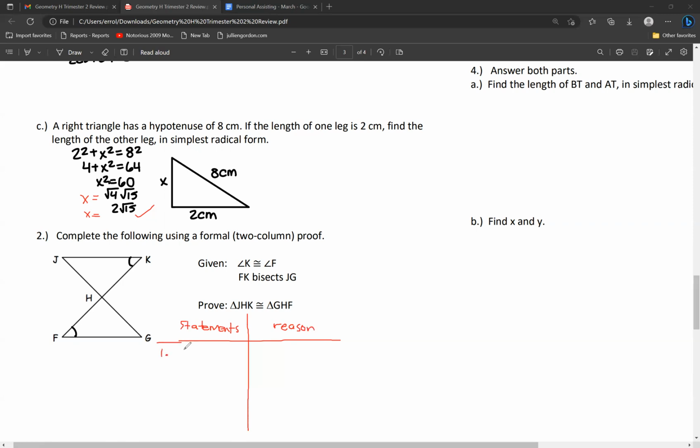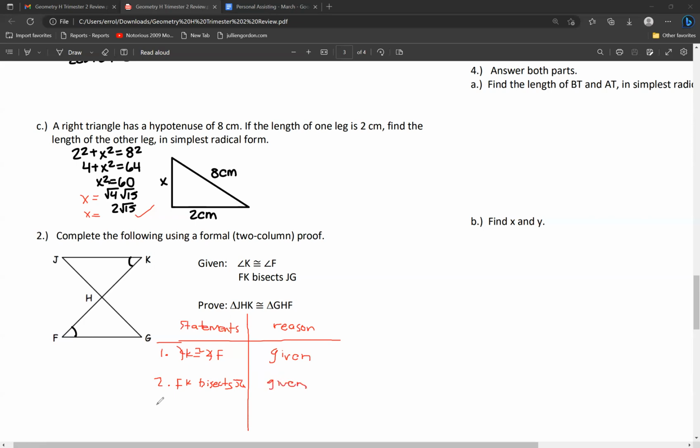Angle K is congruent to angle F. Okay. And then what's the reason? It's given. Yeah, exactly. Okay, so angle K is congruent to angle F, given. What's number two? FK bisects JG. That's also given.